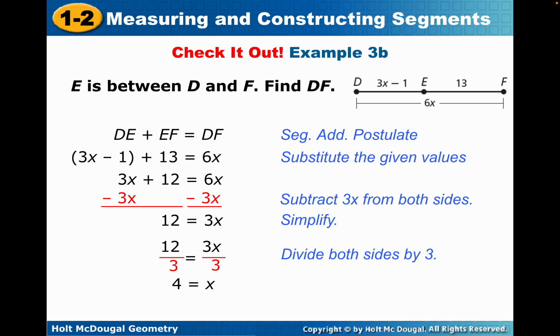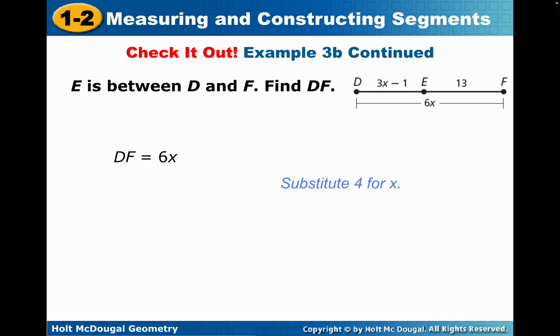Yeah, we got to plug it in. And what do we plug it into? For which one? 3x minus 1? Yeah, just the 6x. So what's 6 times 4? 24. Perfect.